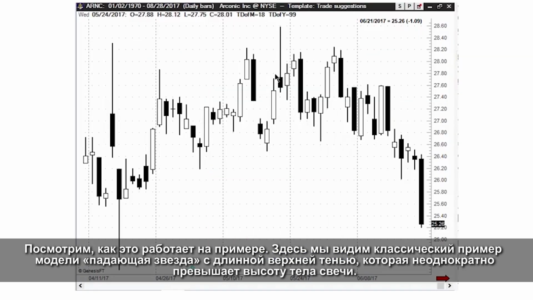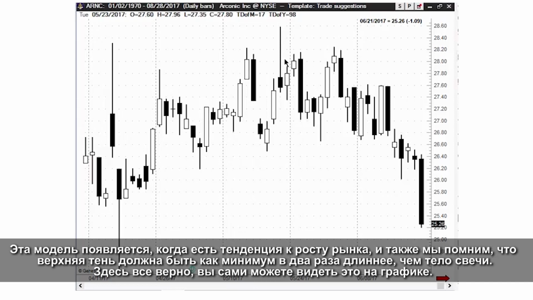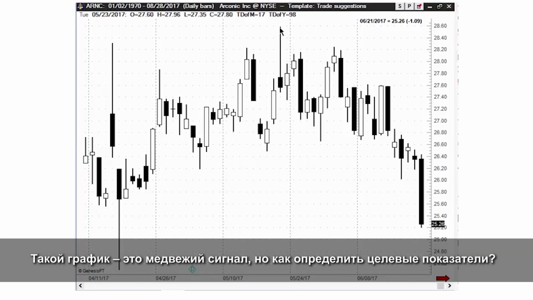So here we have a classic shooting star, long upper shadow, multiple times the height of the real body. Remember, shooting star should come after an uptrend as it does here, and also that the upper shadow should be twice the height of the real body, which obviously it is. So this is a bearish signal. And how do you get a target though?